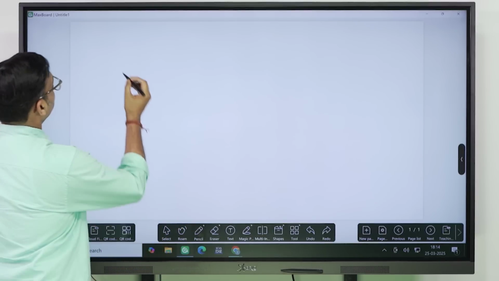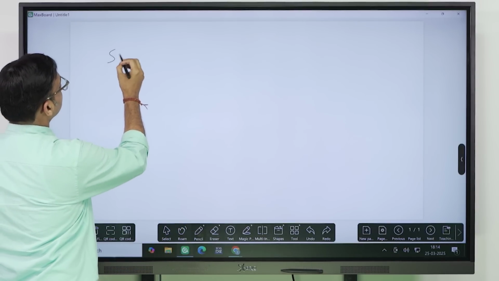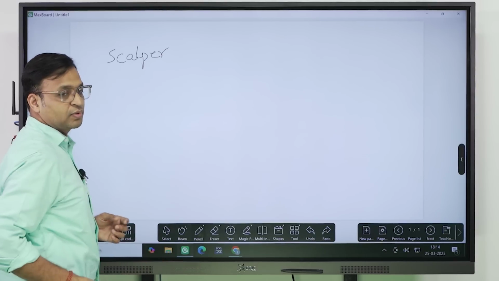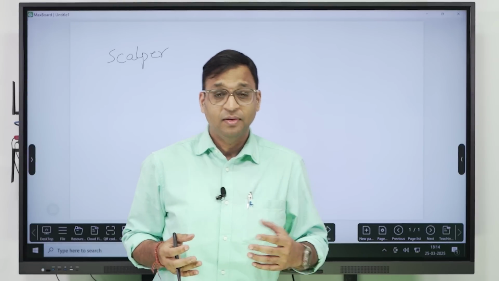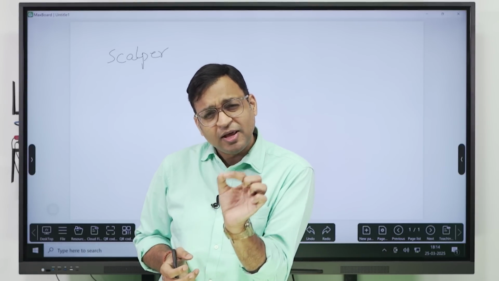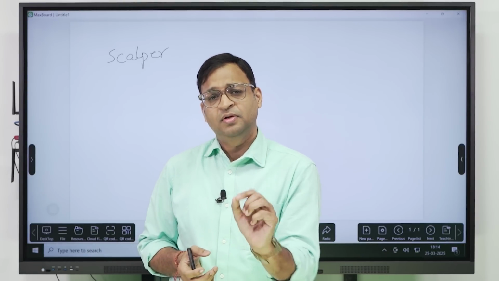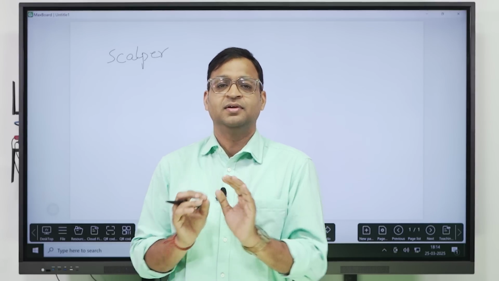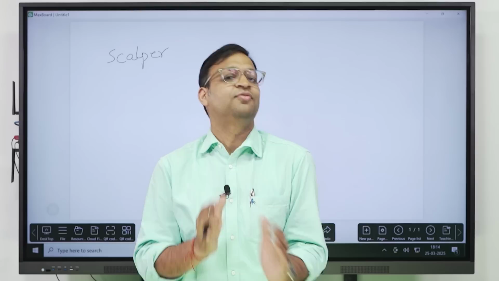So you could be a scalper. What is scalping? What is a scalper? Someone who trades for very small time frame. 2 minutes, 3 minutes, 5 minutes, 10 minutes. That's scalping. You enter and exit fast.